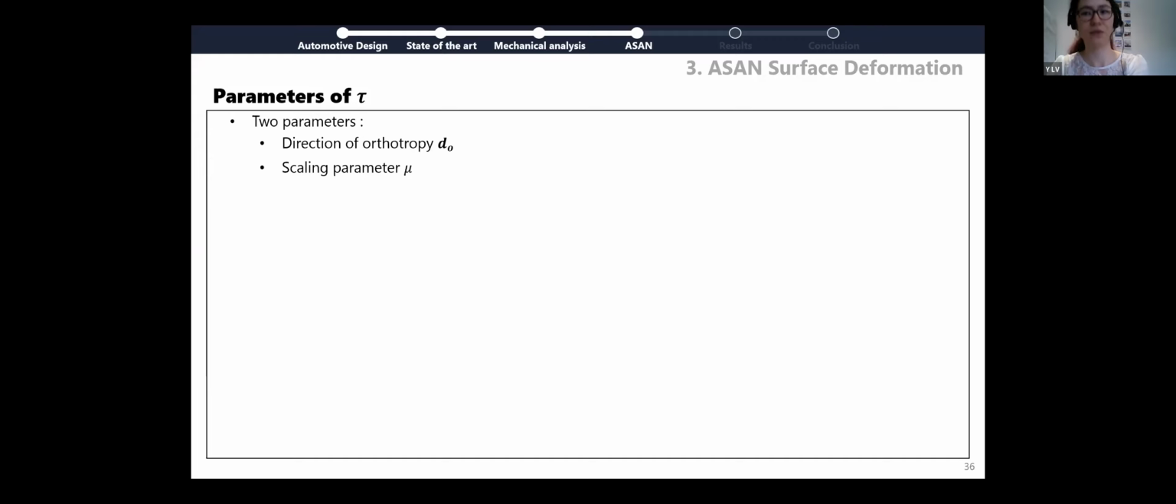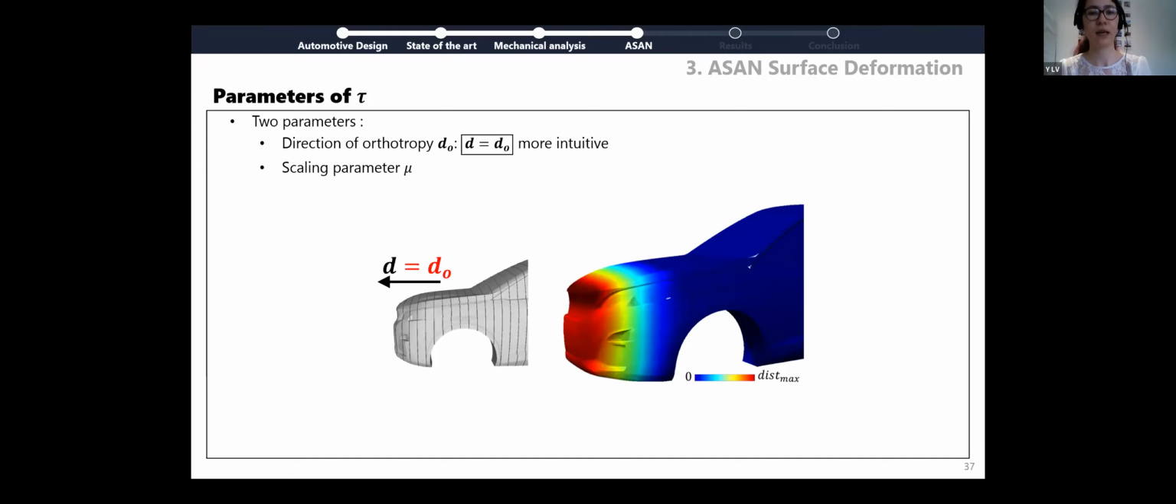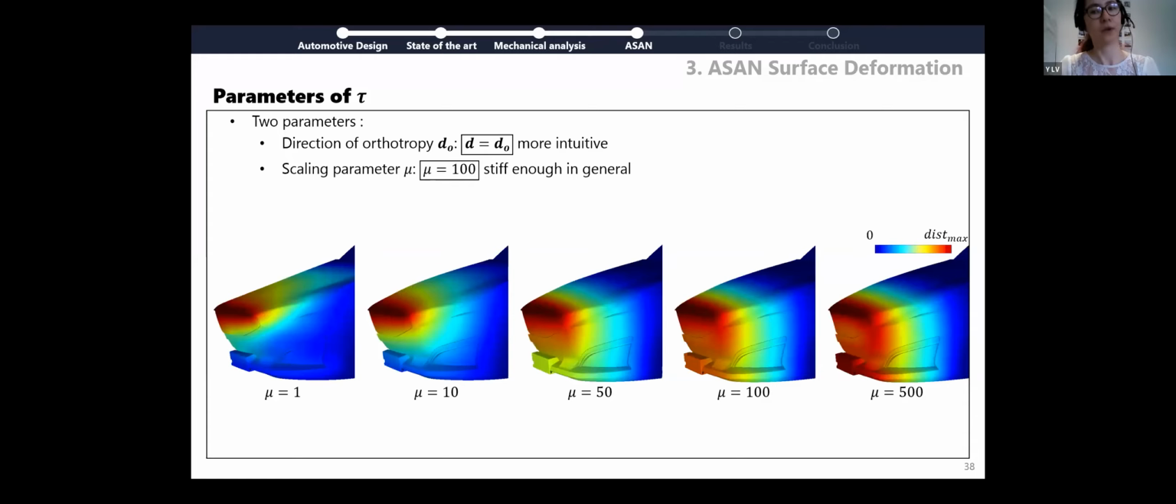Still, the transformation tau has two parameters that we want to set to reduce the user's degrees of freedom. So we set the direction of orthotropy to be equal to the direction of displacement. This way, the sections perpendicular to the displacement get stiffer, which is easy to control. And for the parameter mu, according to our tests, a value of 100 was in general stiff enough.